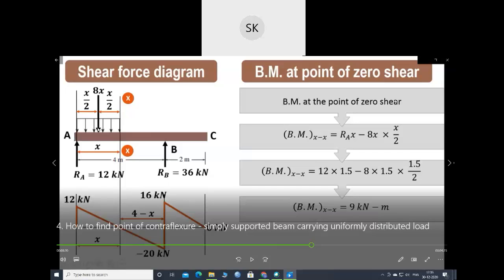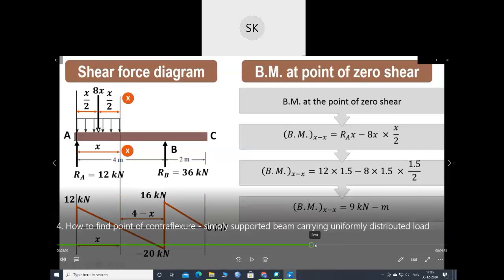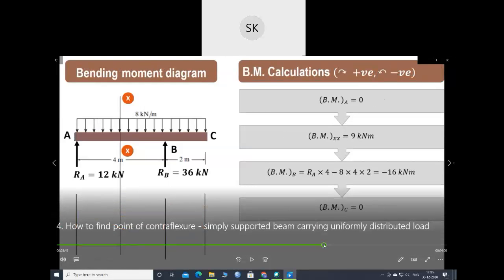We have zero shear force at x equals 1.5 meter. So we found the bending moment equation at this part and replaced x with 1.5 meter. At the point where shear force is 0, the bending moment is 9 kilonewton meter. Now again they found the bending moment equation the same way at different points A, B and C, and drew the bending moment diagram also.